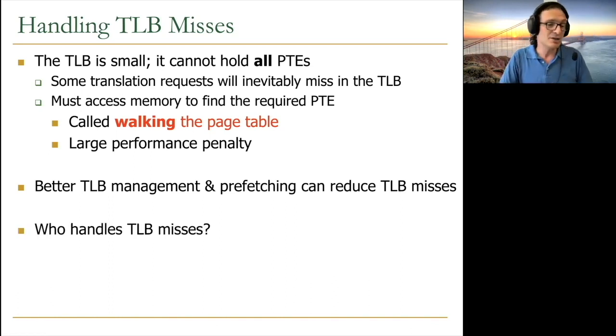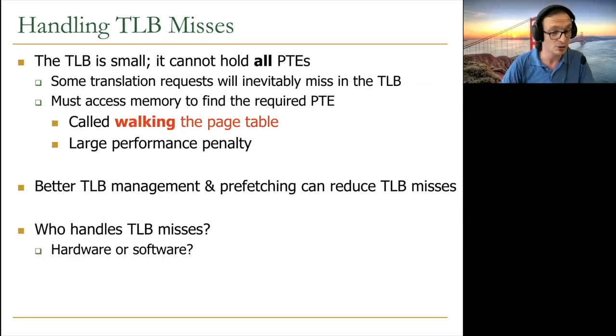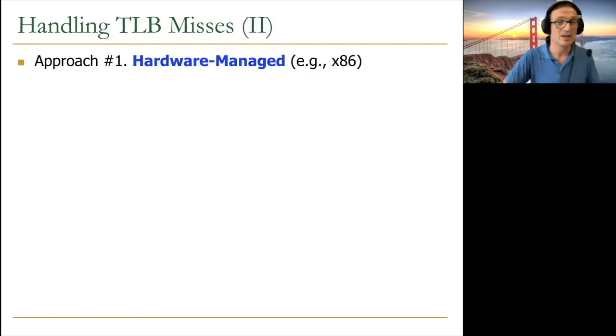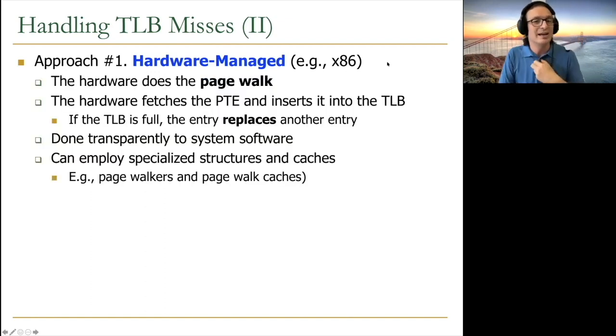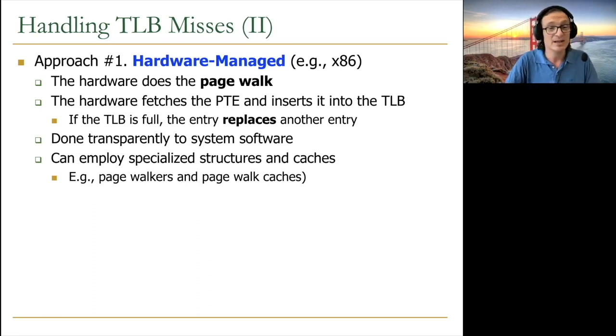But then eventually you get a TLB miss. Who handles that TLB miss? Is it the job of the hardware or software? Meaning, whenever you get a TLB miss, do you take an exception, or does the hardware handle it? So there are multiple approaches. It's hardware managed in most systems today, x86, ARM, etc., for example. And hardware does the page table walk. Essentially, it walks through all of the page table accesses, and it fetches the PTE in the end and inserts it into the TLB.